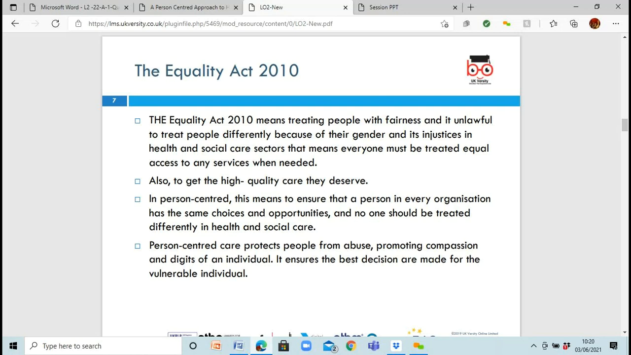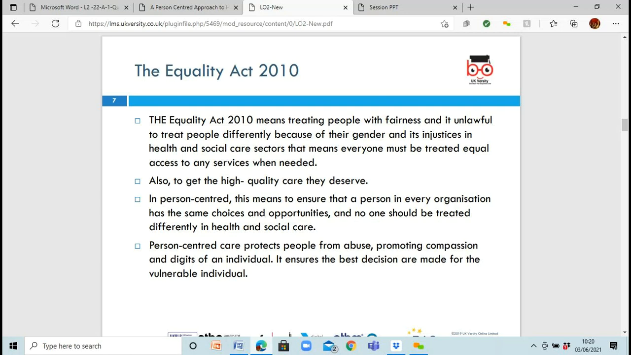And for person-centered, this means to ensure that every person in every setting has the same choices and opportunities. So you're not treating somebody differently because they might be paying for their care, or against somebody who might not be paying for their care. Or not to treat somebody, say an elderly person, to not get treatments over a young person because thinking, oh, they've had their life, why should we bother? Let's treat that other person first. Everybody should be treated equally.